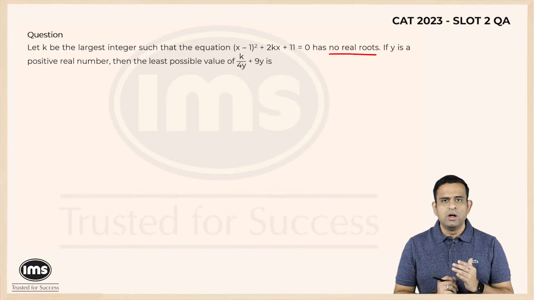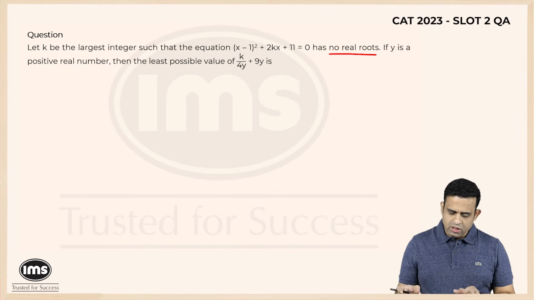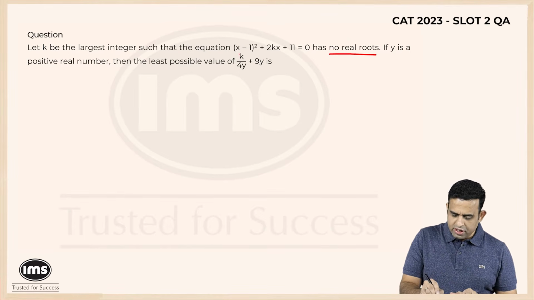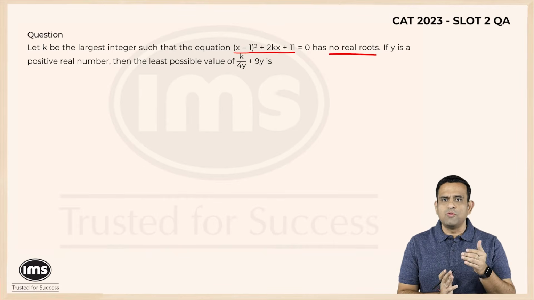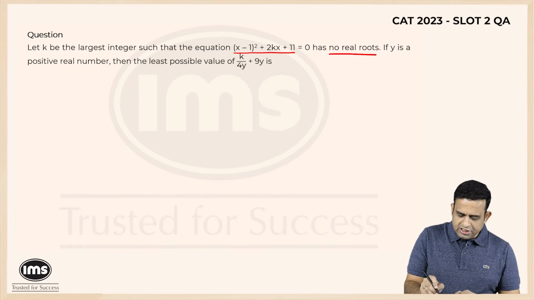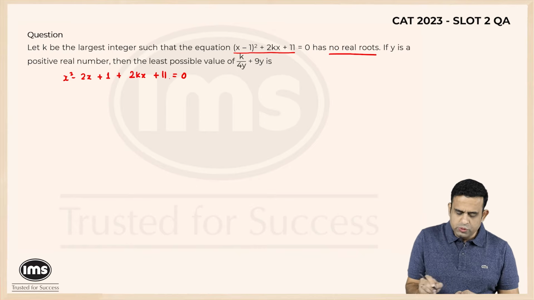has no real root. Now understand that simply means the roots are going to be imaginary, and for that to happen, the discriminant needs to be less than 0. So first of all, in this particular case, we need to open this term (x minus 1) whole square. We need to write the given quadratic in the form of ax square plus bx plus c, so we have some coefficient of x square, some coefficient of x, and the constant term. So if I expand this (x minus 1) whole square, that will give you x square minus 2x plus 1 plus 2kx plus 11 equals 0.